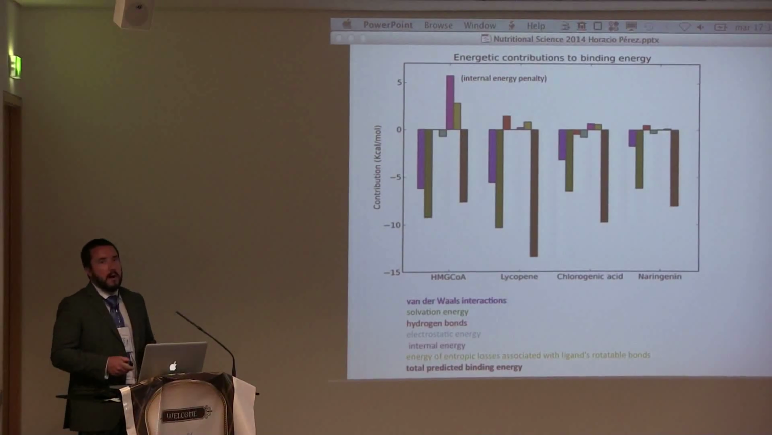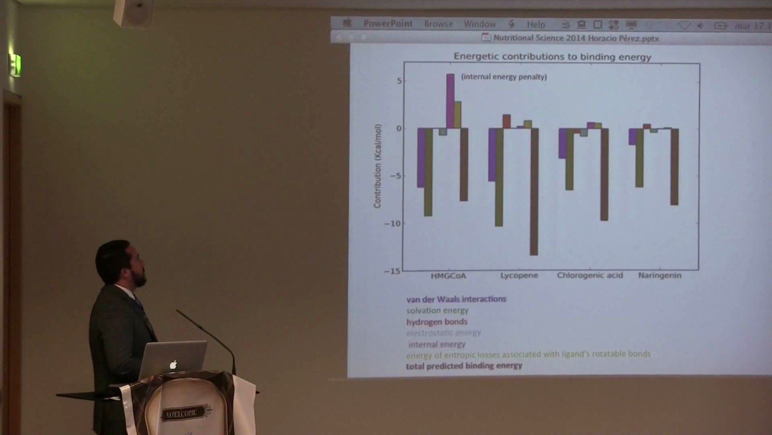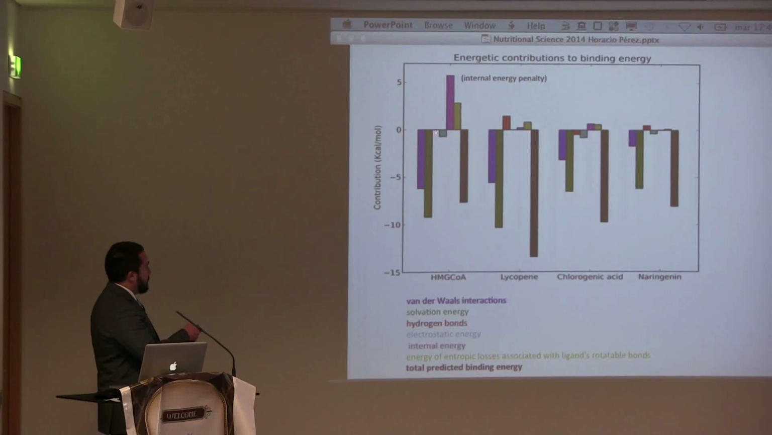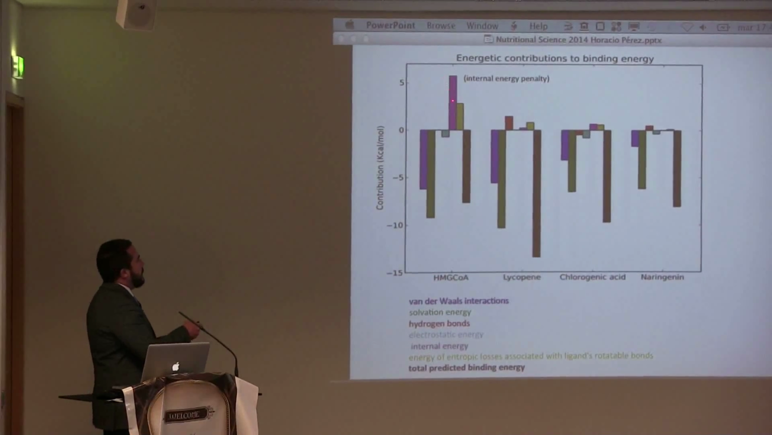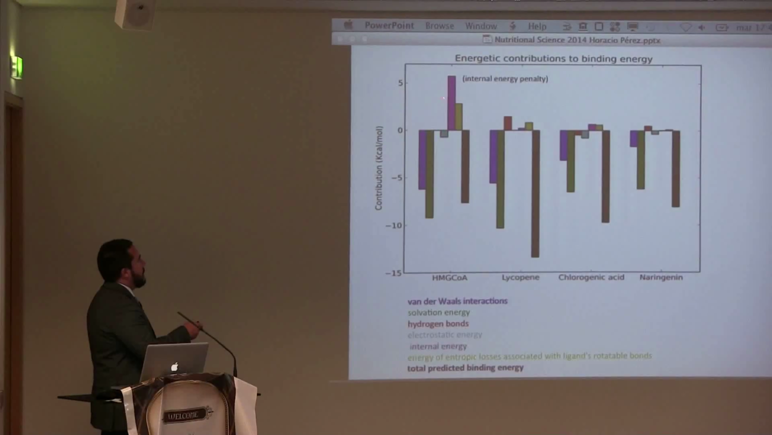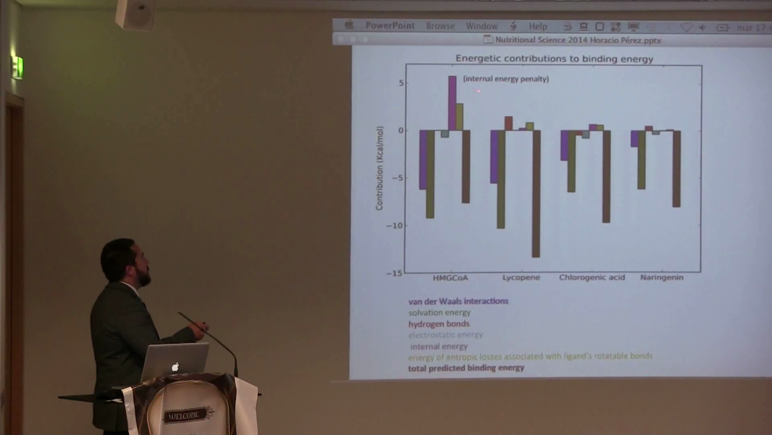And now, the reason is why? Because of the following. This is the explanation that we propose. These bars represent the different physicochemical interactions: van der Waals interactions, solvation energy, hydrogen bonds, electrostatic energy, internal energy, and energy of entropic losses. So what does happen with HMGCoA? If we compare it with Lycopene, it has kind of similar van der Waals interactions, kind of similar solvation energy or stabilization. But here we have a penalty. Why this penalty? This penalty is due to internal energy.